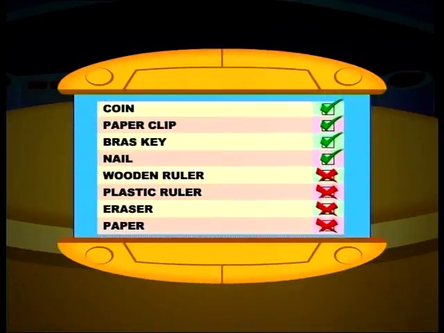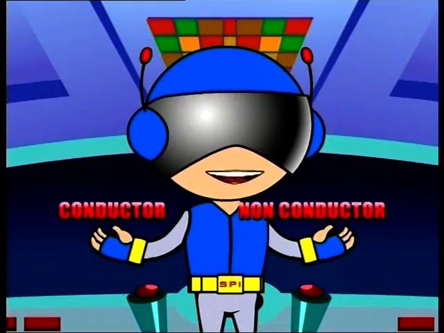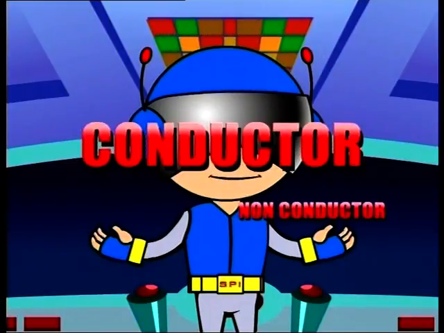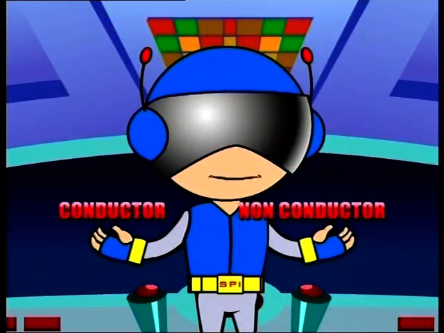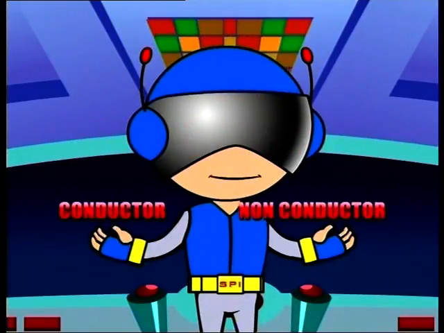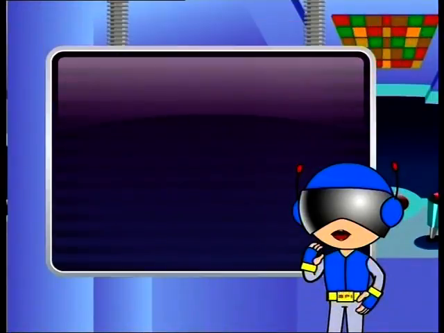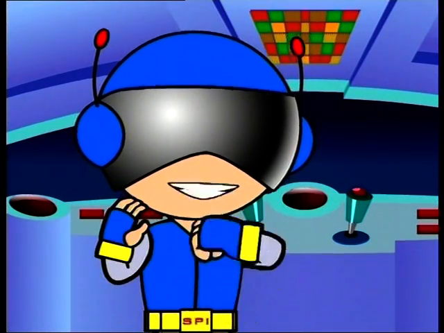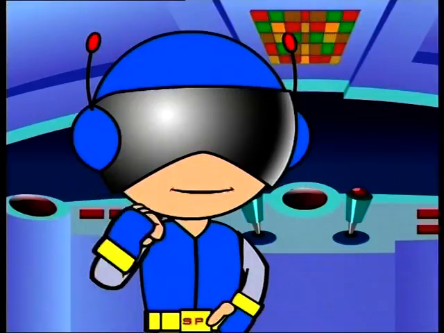From that simple experiment, we found out that not all materials can conduct electricity. Materials that allow electricity to flow through them are called conductors. And those that do not are called non-conductors. Let's make a list of conductors and non-conductors. So, I'm sure that you have learned quite a lot about electricity today.